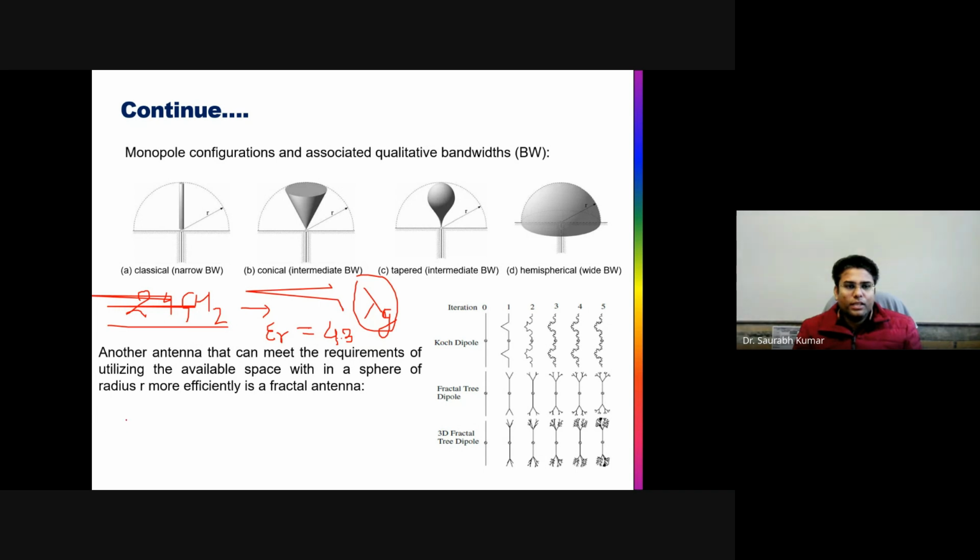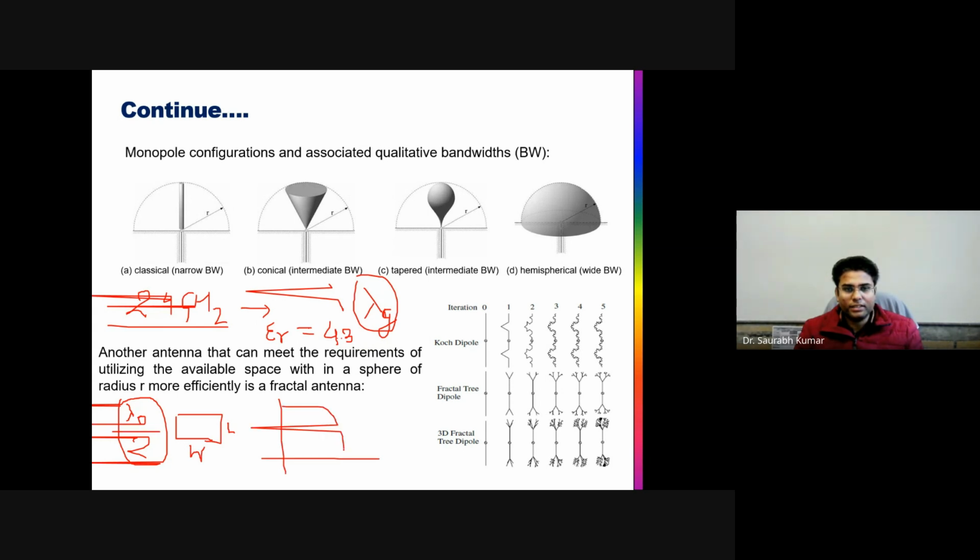And your free space wavelength is, let's say, lambda naught, and your patch size is, let's say, lambda by 2. You have designed your patch for lambda by 2, and let's say it is of length L cross width W. So this length is lambda by 2, half wavelength.